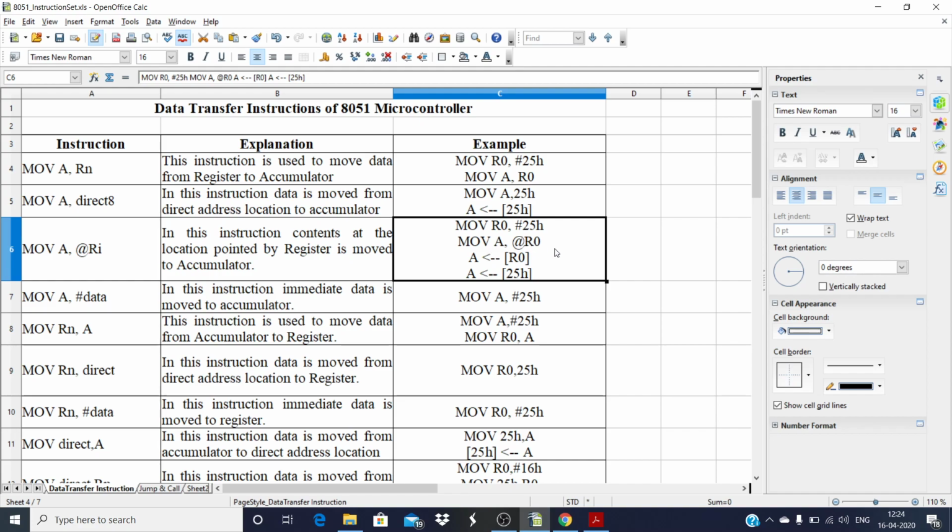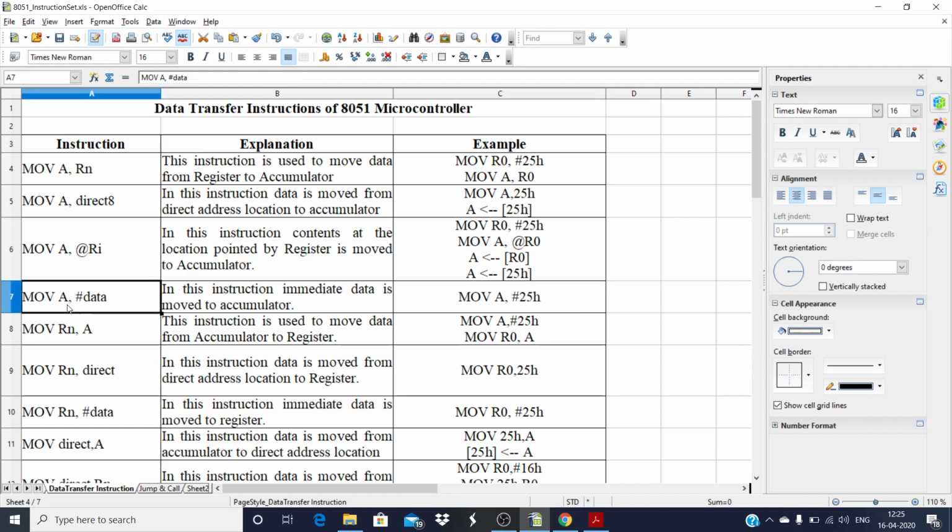R0 is pointing to the location 25, and at that location whatever the content is, it will be moved to A. Here you can see more specifically I have written A is getting the contents at the location pointed by R0, that is 25. Remember, square bracket means the actual value there will be moved to accumulator. Next instruction, MOV A, #data. So immediate data will be moved to A.